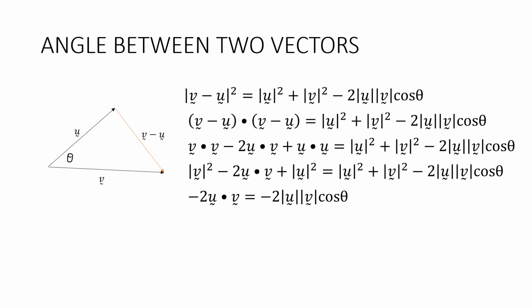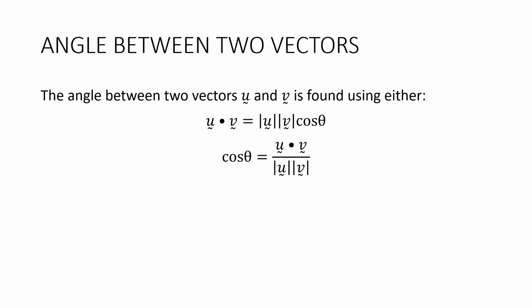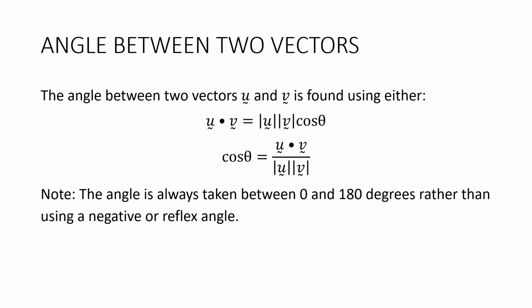And dividing by negative 2, we have our formula. u dot v is equal to the magnitude of u times the magnitude of v cos theta. And so the angle between two vectors u and v is found either by using this formula here that we just proved, or we can turn it around and make cos theta the subject. Now the angle is always taken between 0 and 180 degrees rather than using a negative or a reflex angle, but that is actually common sense. You won't have any trouble with that.